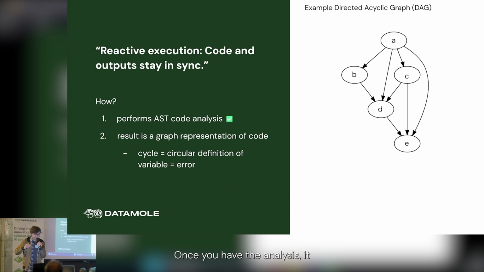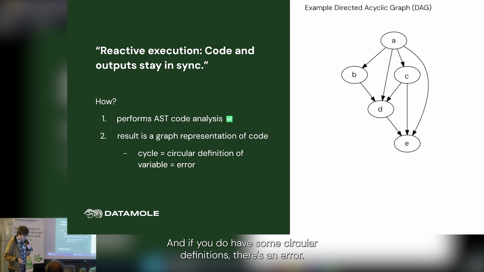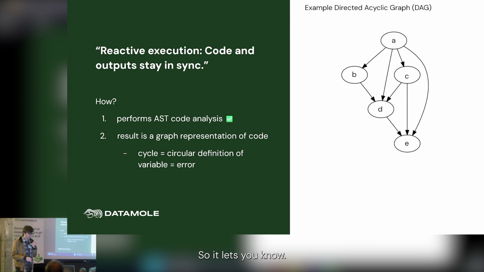Once you have the analysis, it transforms your tree into a directed acyclic graph. In other words, it tells you whether you have circular definitions of variables, which you need to know if you want to run your cells reactively. And if you do have some circular definitions, there's an error. So it lets you know.